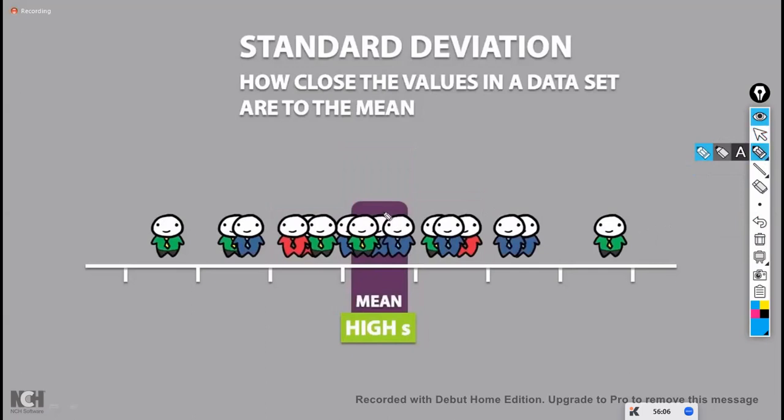Now in case number 2, what happened? If this is the average, from here to here the distance is large. The deviation is large. As the deviation is large, the standard deviation value will be high. Is that clear? So what does the standard deviation tell us? It tells us how close the values in a data set are to the mean value.